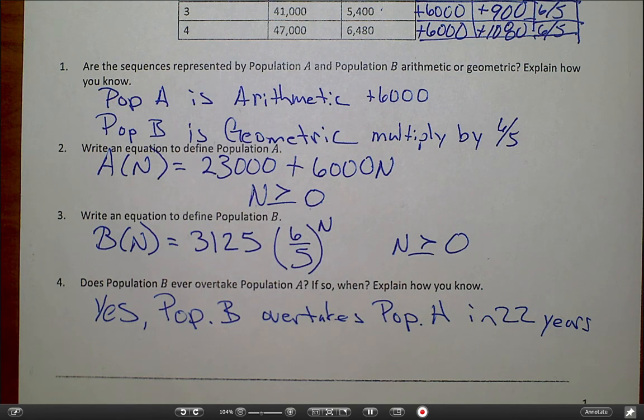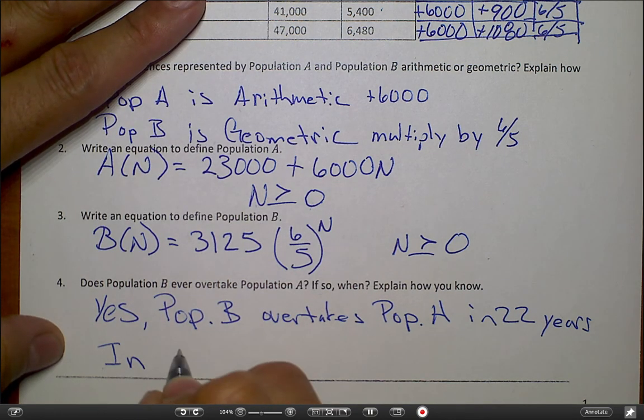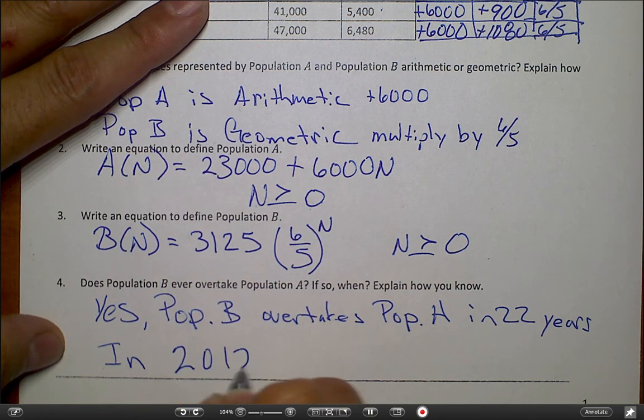Now, what does that actually mean? So in 22 years, let's go back to the problem. What year is that actually going to be? Do we have a starting year? We do, don't we? Yes. Everyone look at it. Where's the starting year? 1990, right? So from 1990, I need to add 22. So it's going to be when? In year 2012.